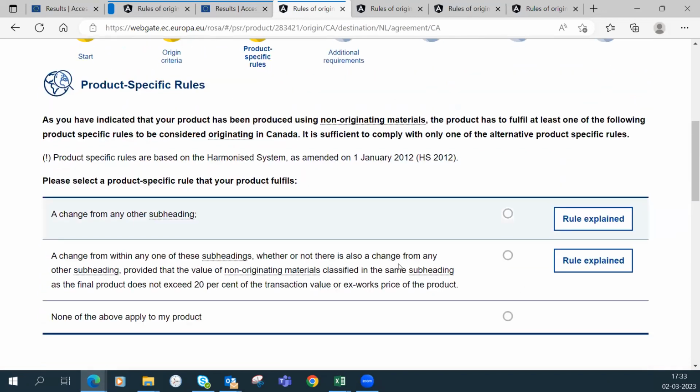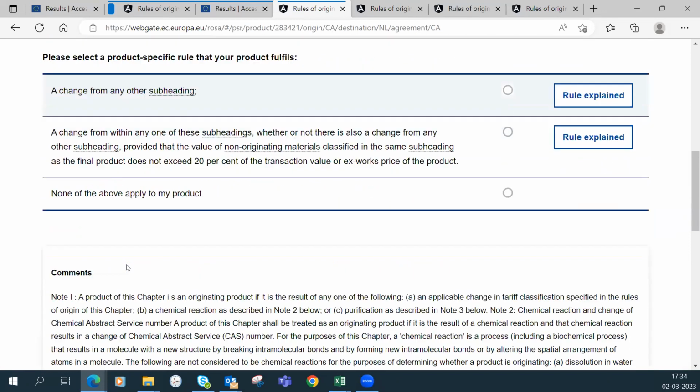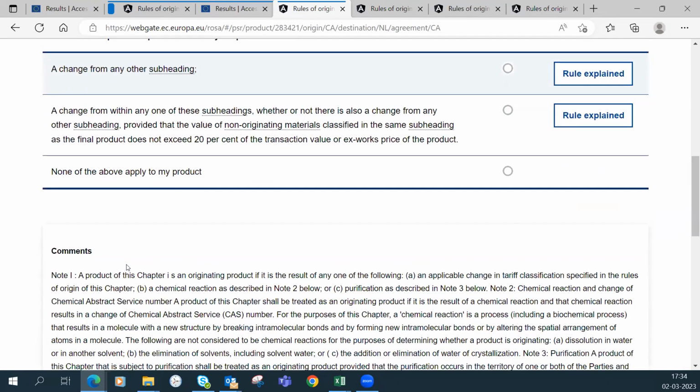I go next. And here you see that, in fact, for this product, you have what we call an alternative rule, meaning that your product has to fulfill one of the rules. In the chemical product, on the top, we have not only what we call a change of classification rule, but we also have what we call a processing rule. And this is written in the note: if one of the processing operations detailed here has been done to produce your product, it is also originating.